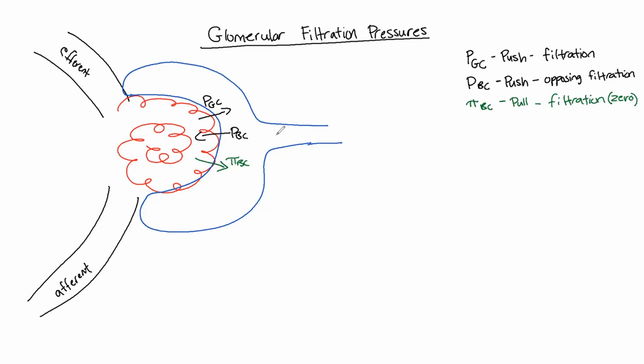All right, so our Bowman's capsule oncotic pressure, we said, is also a pull force favoring filtration, but this should always be zero, right? Zero proteins present in our Bowman's space. And then our last force, which is our second oncotic force, is the glomerular capillary oncotic force, which should be going in that direction. The presence of proteins in the capillary pulls fluid back in that direction, and this would oppose filtration. So our glomerular capillary oncotic pressure is also a pull force, but opposing filtration.